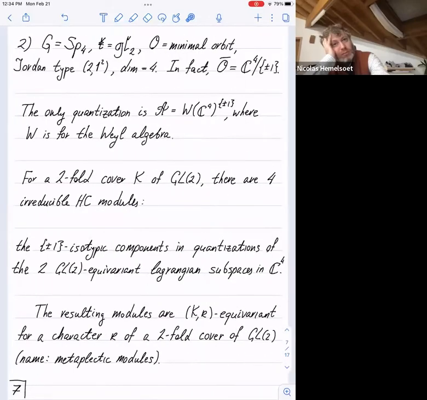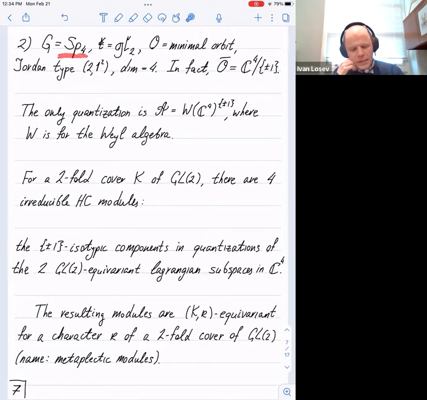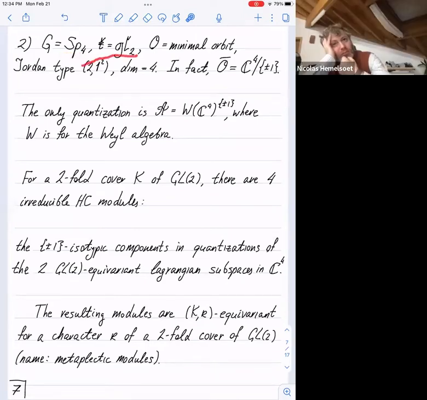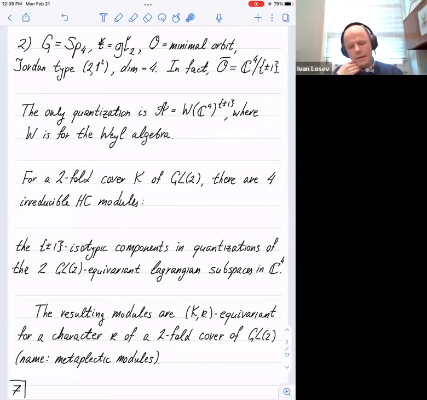The next example that I want to consider is Sp4. And I take the symmetric subalgebra gl2 inside of sp4. O is going to be the minimal orbit. Okay, and the Jordan type is going to be 2, 1, 1. Okay. Dimension is still 4. This orbit is easy to describe. The closure is just the quotient of C4 by the action of plus minus 1. And I have only 1 quantization. That's what I do. I take the Weyl algebra of C4, and I take invariants with respect to plus minus 1. Okay.